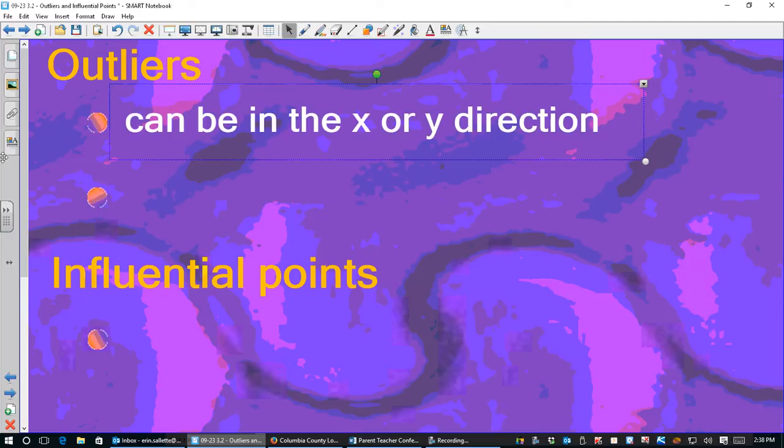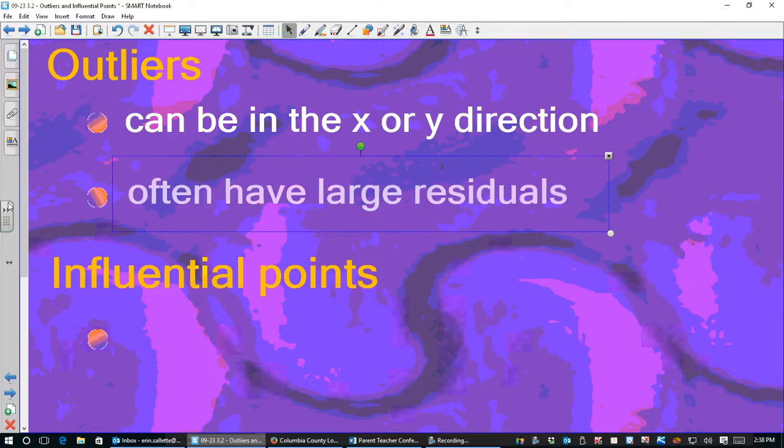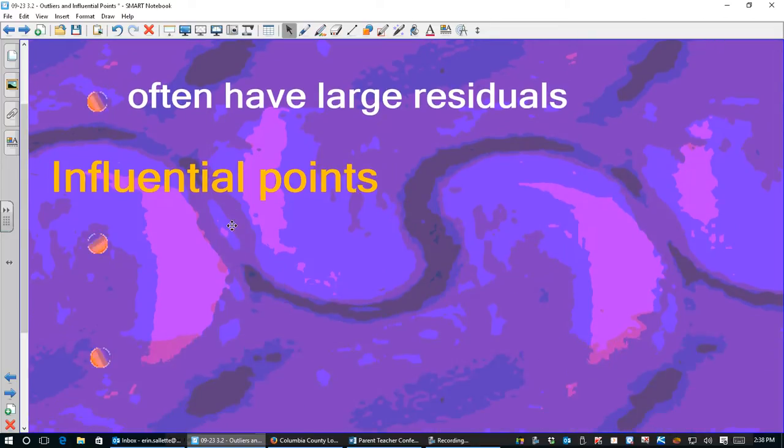An outlier can be in the X or Y direction. They often have large residuals. Of course, when it's in the Y direction, it's more likely to have a larger residual than when it's in the X direction. It's an observation that lies outside of the overall pattern of the other observations. So it can be in the X or Y direction and have large residuals, but they may not have large residuals.